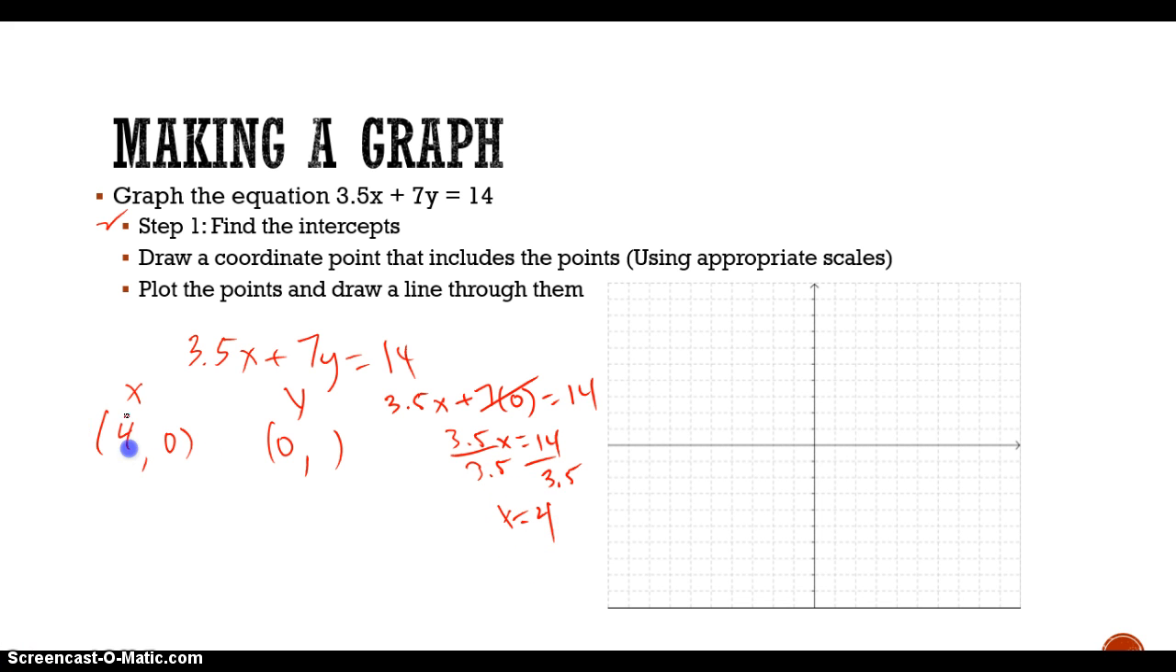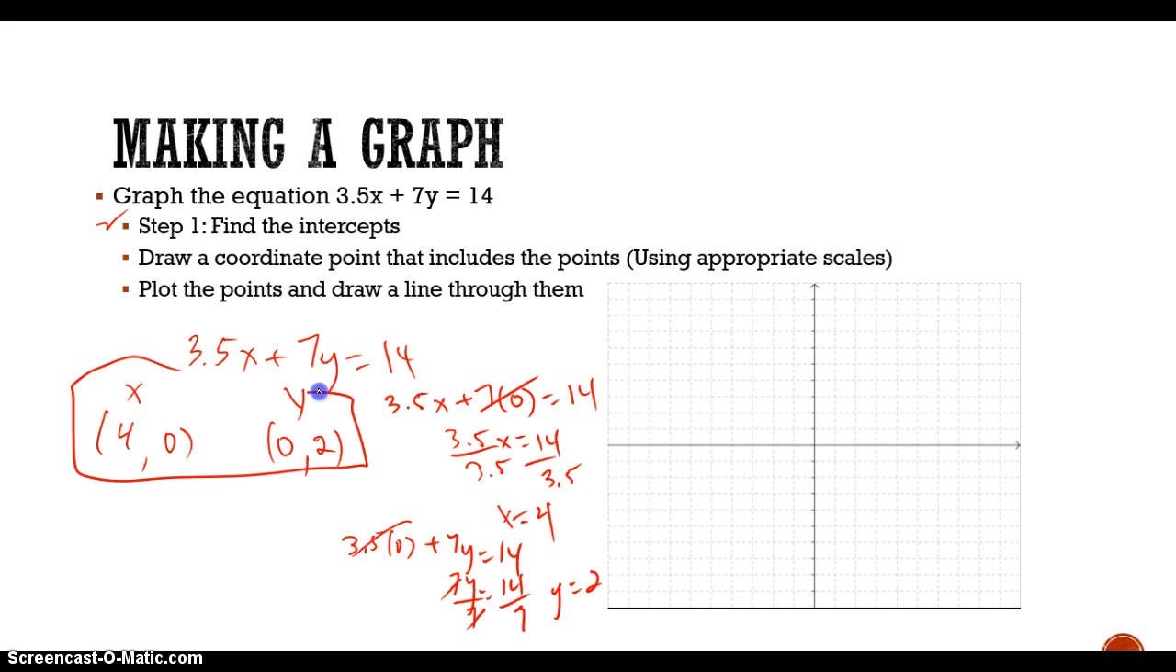So we know the x-intercept is 4, 0. The y-intercept, 3.5 times 0 plus 7y equals 14. We know that crosses out. 7y equals 14. y equals 2. So here's my 2 points. We found the intercepts. Step 1 is complete.